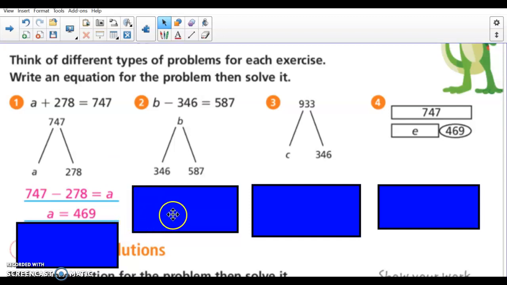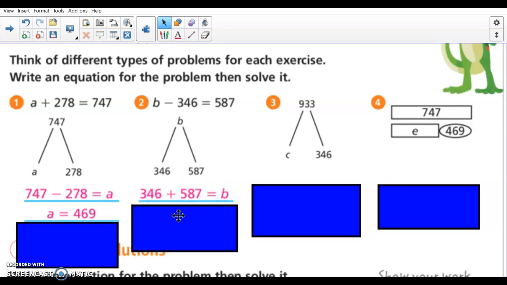Okay, b minus 346 equals 587, right? So we know that these 2 parts combine together to get to our sum of b, but we don't know what b is, right? So try and rewrite this equation using addition now. Okay, so where something equals b. All right, so try and write that now. Pause it if you need to.